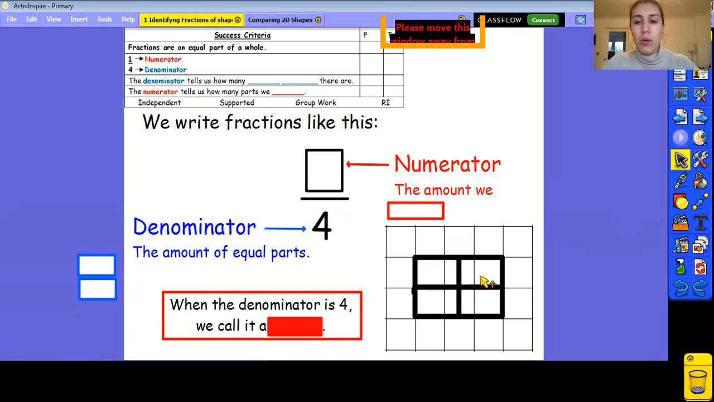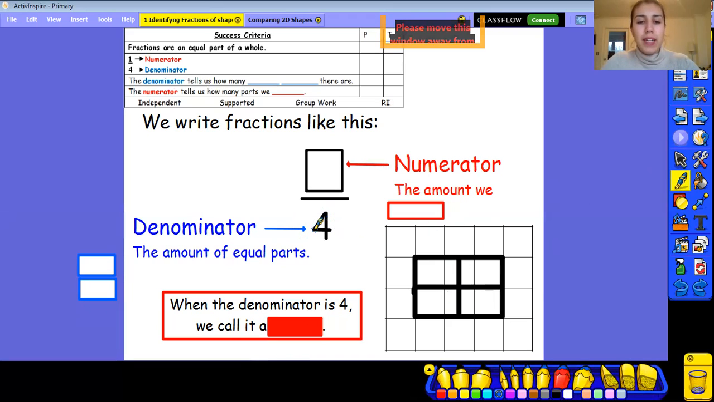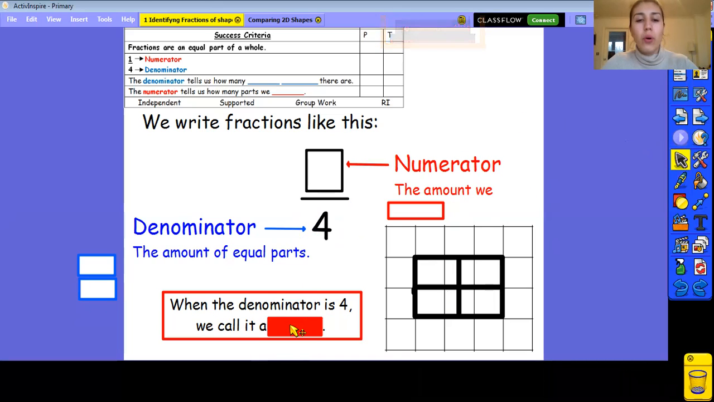You can see that all the parts within this whole are the same size. They are equal. So the denominator is 4. This means that my whole is split into 4 equal parts. Now, when the denominator is 4, we call it a quarter. Let's have a look at that word. Quarter.